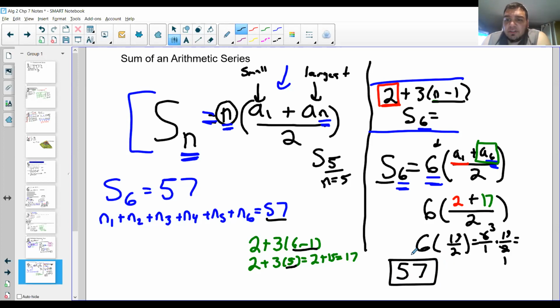As you write this down, I'm sure one of the concerns is, Mr. Tobal, it was a lot easier just to find 6 numbers and then add them together. You're right. But what if I said S of 20? Well, now it's not easy to get 20 numbers, and then you want to use this kind of formula. So that's why the formula is important. When you have a bigger gap of numbers, you're going to need this formula to help you add those quickly.